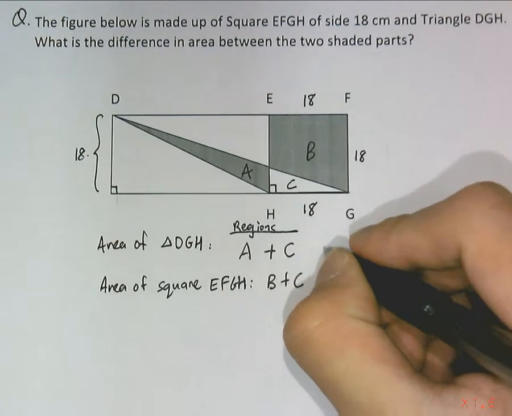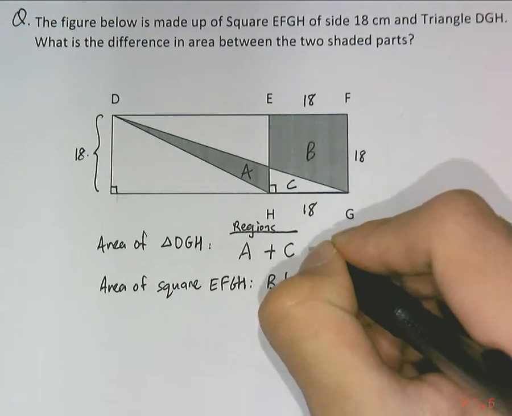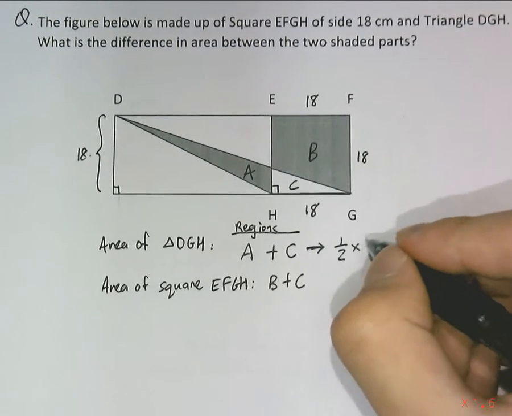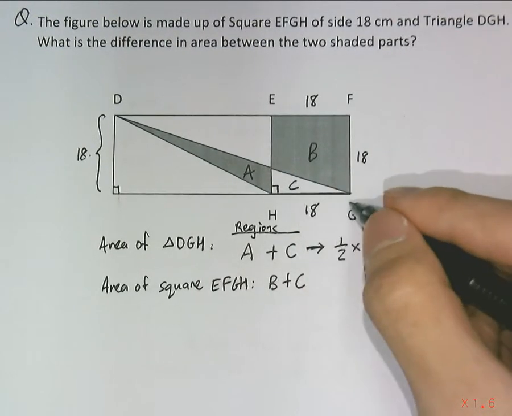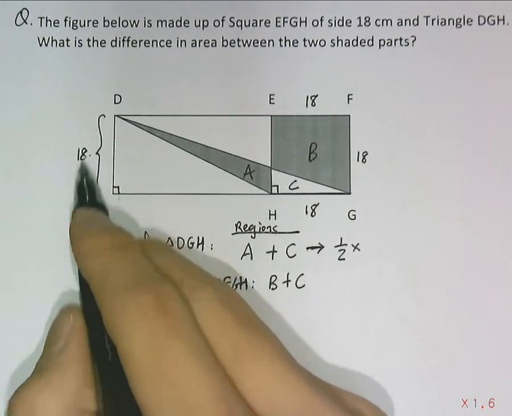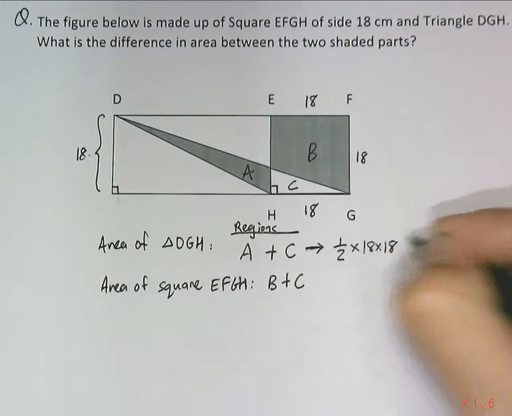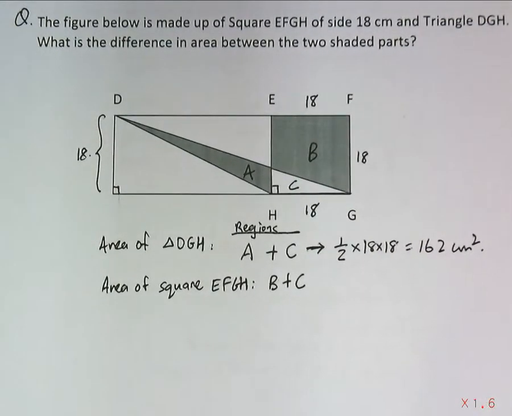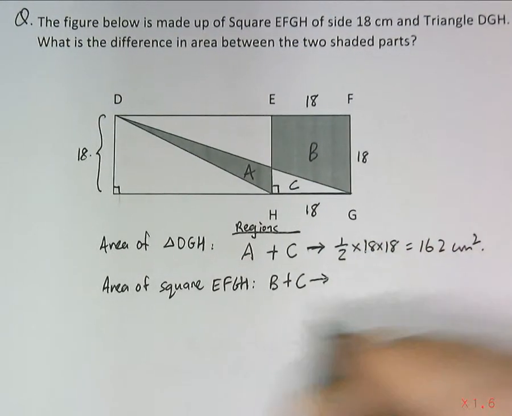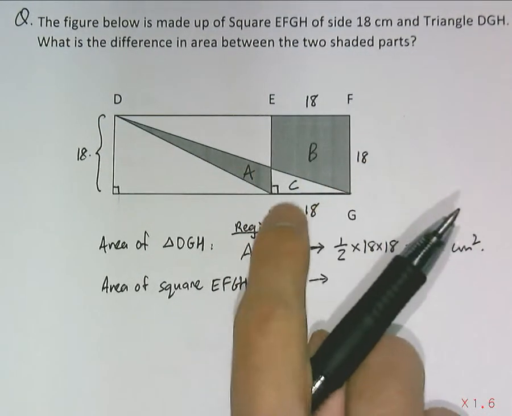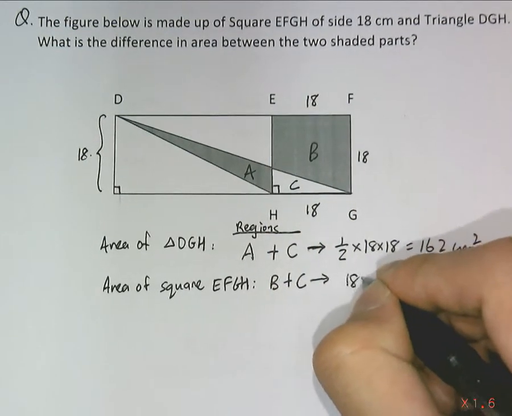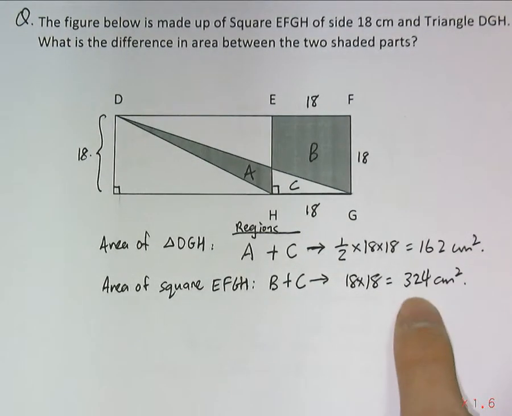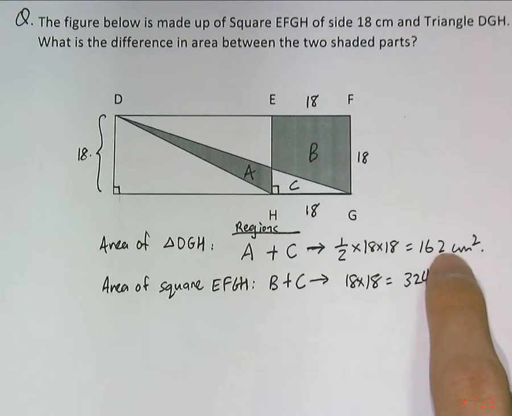So we notice that from the formula for the triangle, half times base times height. So for the triangle it will be half times base 18 times height 18. This gives us 162 centimeters square. And the area of the square will be 18 times 18, length times breadth, 324. Notice that 324 is greater than 162.